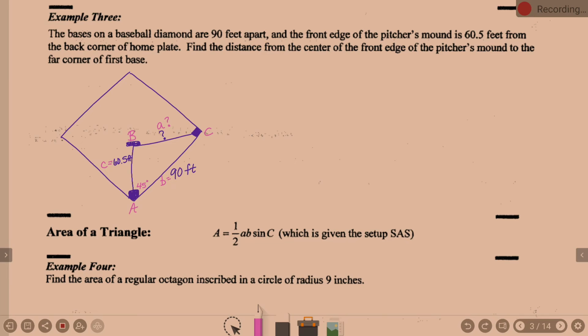Do we have some information we could work with here? We know this is, if you will, a side-angle-side scenario. So guess what law can apply? Law of cosines. If we're trying to find A, we're going to use the equation that starts with A. So A squared equals B squared plus C squared minus 2BC cosine of A.